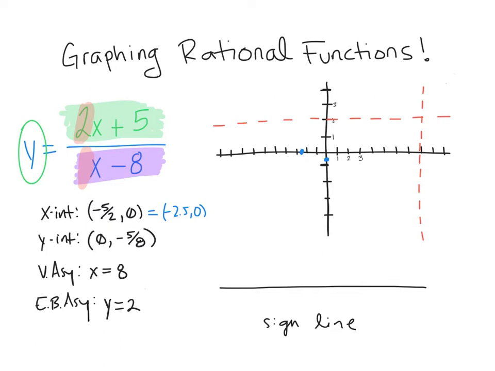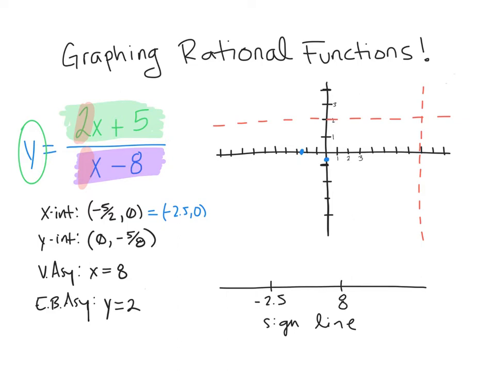On the sign line, remember, you need to put everything that is crossing the x-axis. So I only see two things on the x-axis. I see this point right here, and that point on the y-axis is not on the x-axis. So nothing, nothing, nothing, and then the vertical asymptote at 8. So there are only going to be two things on my sign line: negative 2.5 or negative 5/2, and then 8.